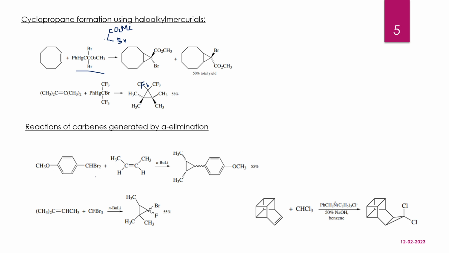Next are the reactions of carbene generated by alpha elimination. You have all read about alpha elimination. The professor has also taught you, and in the last session I also discussed some reactions based on alpha elimination. So here the carbene will generate through alpha elimination. When butyl lithium, a base, is added, you know the mechanism: first one proton will be deprotonated, and then one bromine will be removed, and it will generate a carbene system. For those who haven't seen the last video, I'm just explaining again.